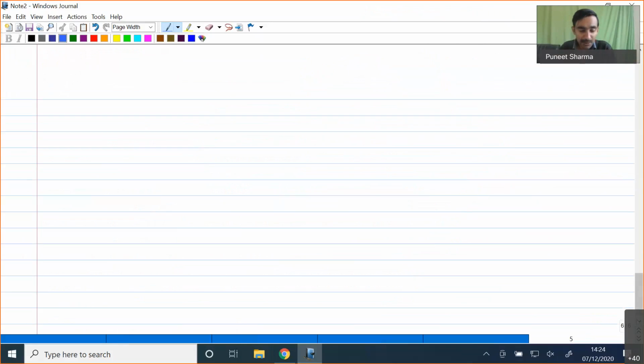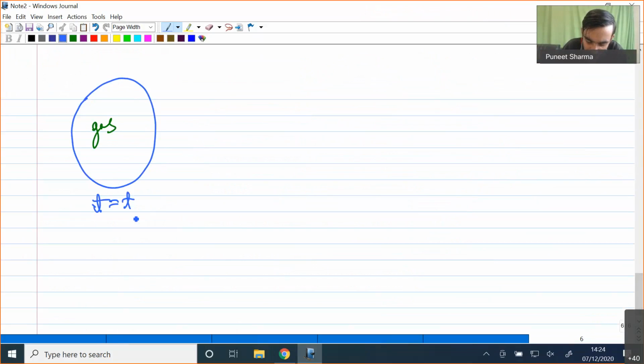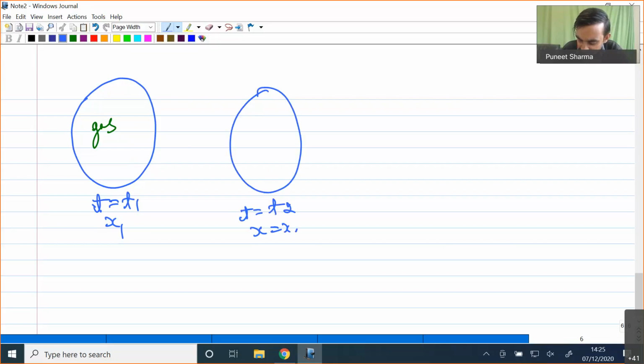So let me give you one example. Say I have some quantity of matter, say some gas or liquid inside this container. Okay, so now the first thing is, if I am moving this container, say at t equal to t1, x1 is the position of this container. Now after some time, let us consider that this container is moving. So after some time, say t equal to t2, the new position of the container is x2. Then after some more time, say t equal to t3, its position is x3.